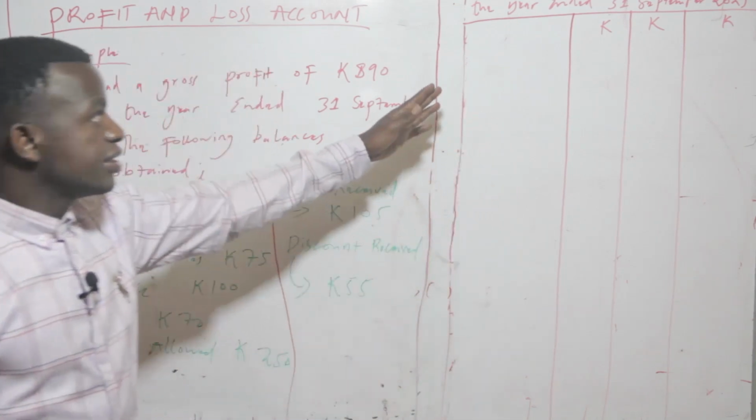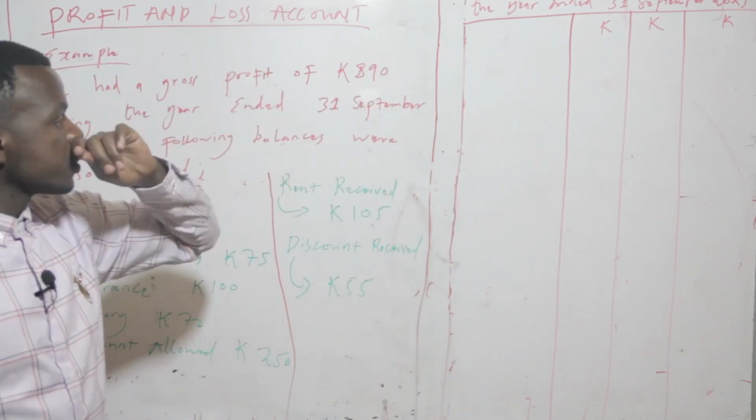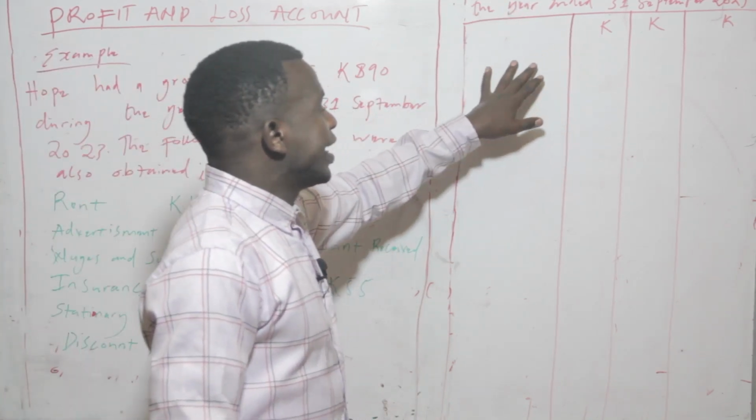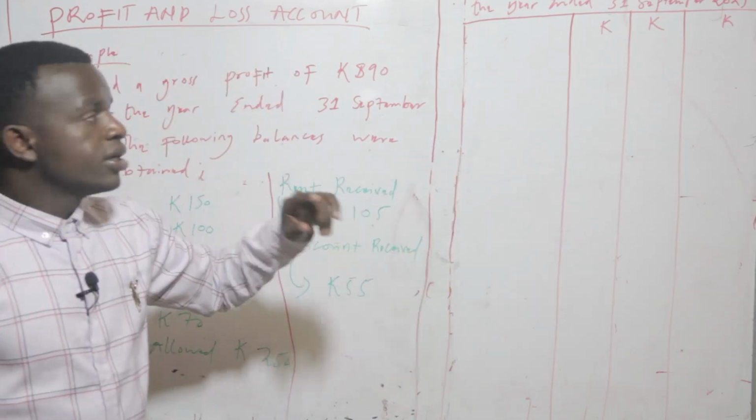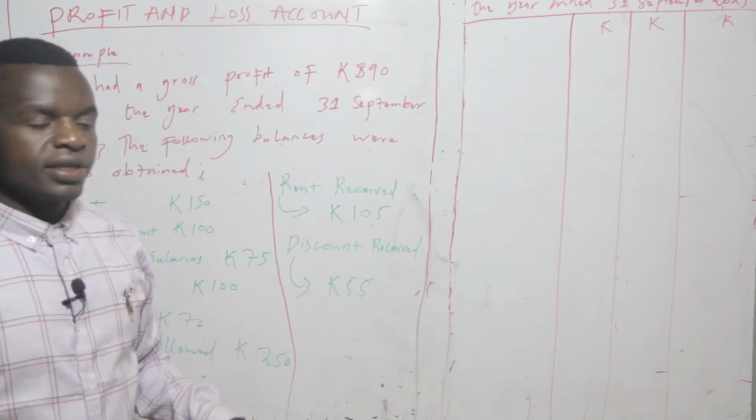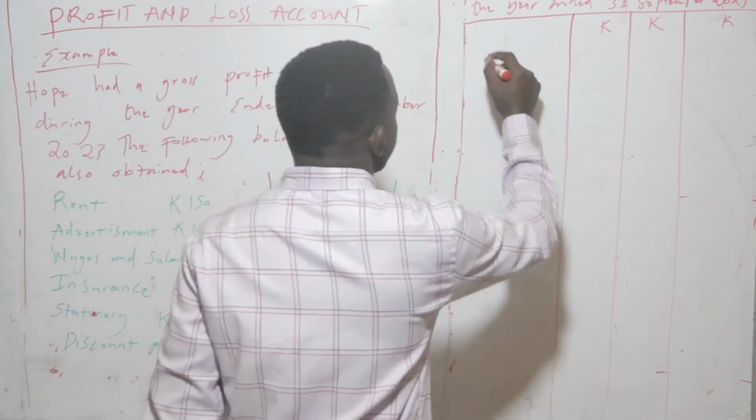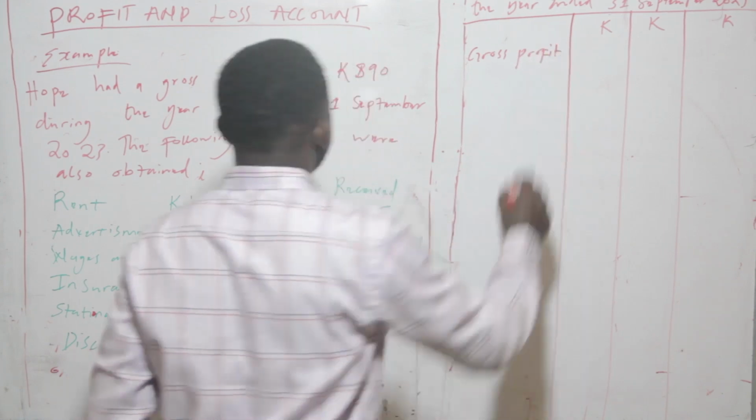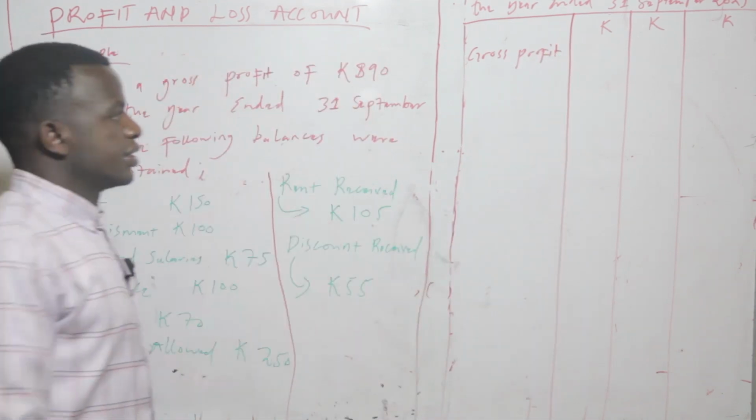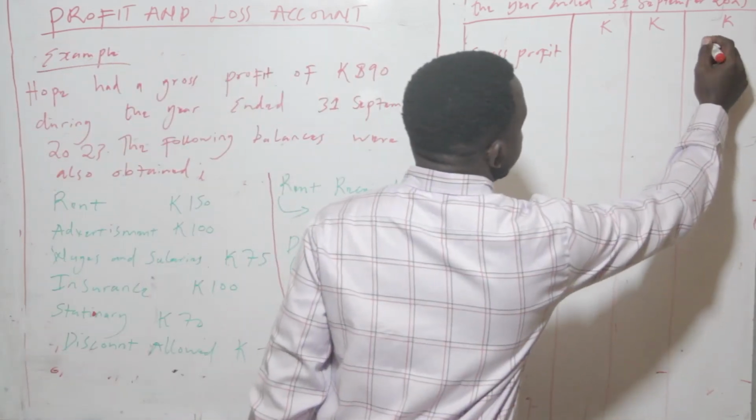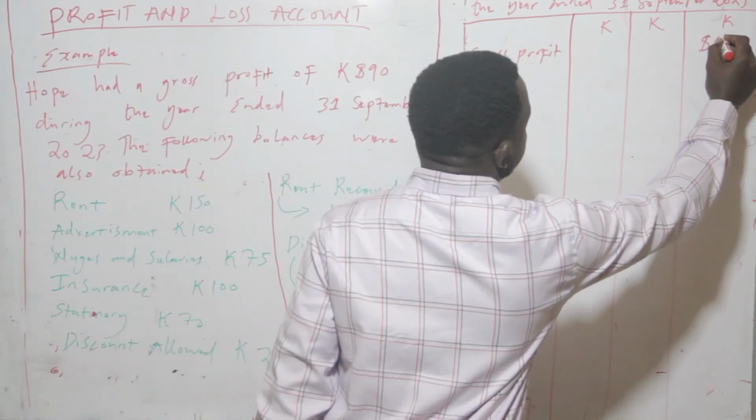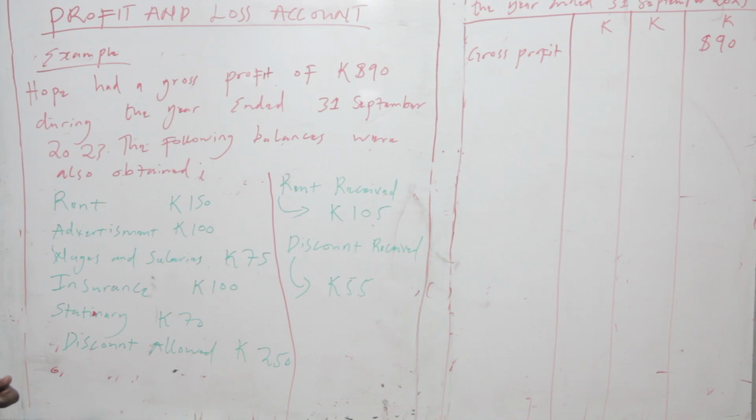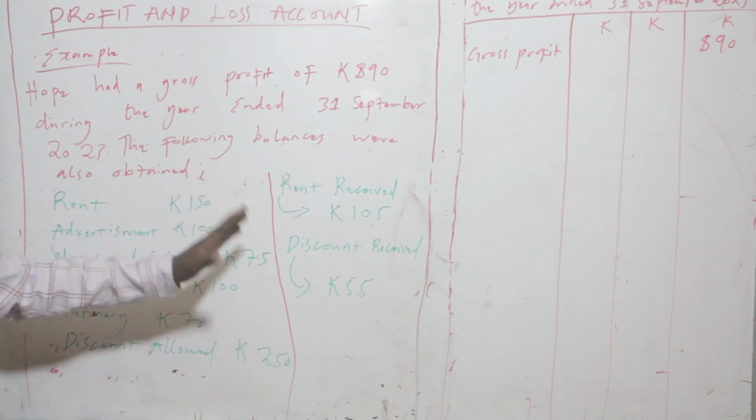So the first thing that I have done is to write down the title, and the title is going to read Hope Profit and Loss Account for the year ended 31st September 2023. And the first thing that we're going to do is to record the gross profit. The gross profit we have been given as 890. So we're going to put our 890 here.